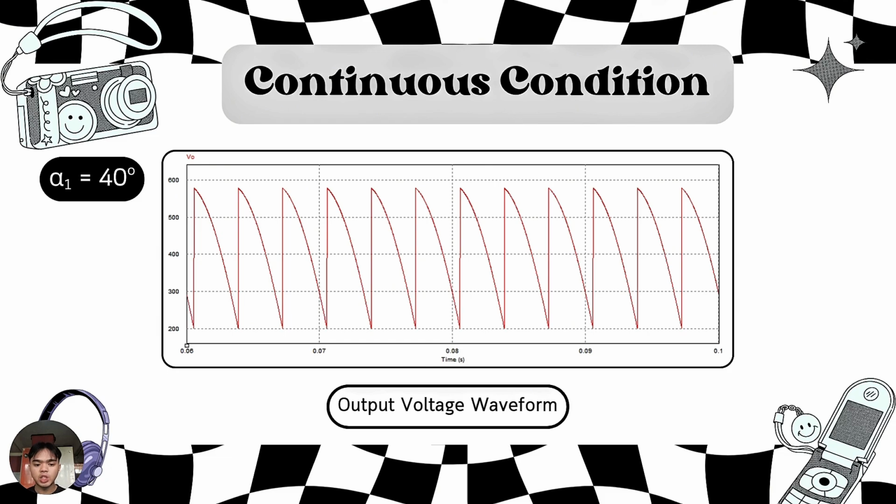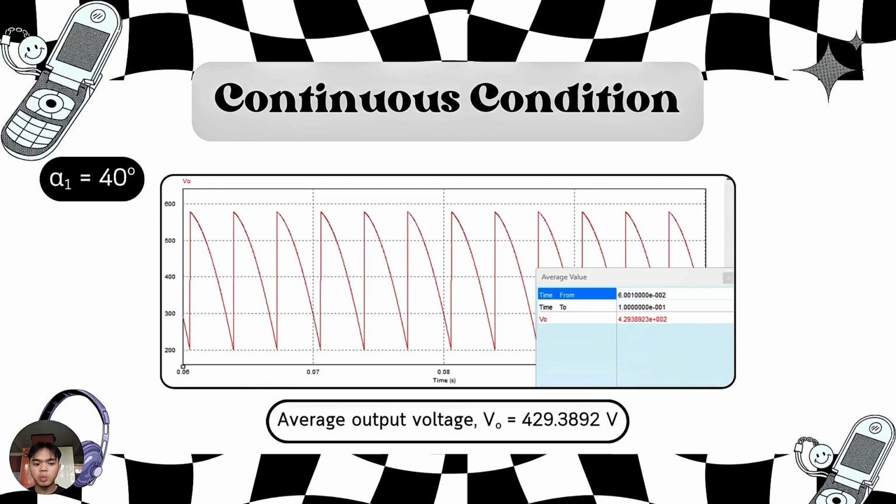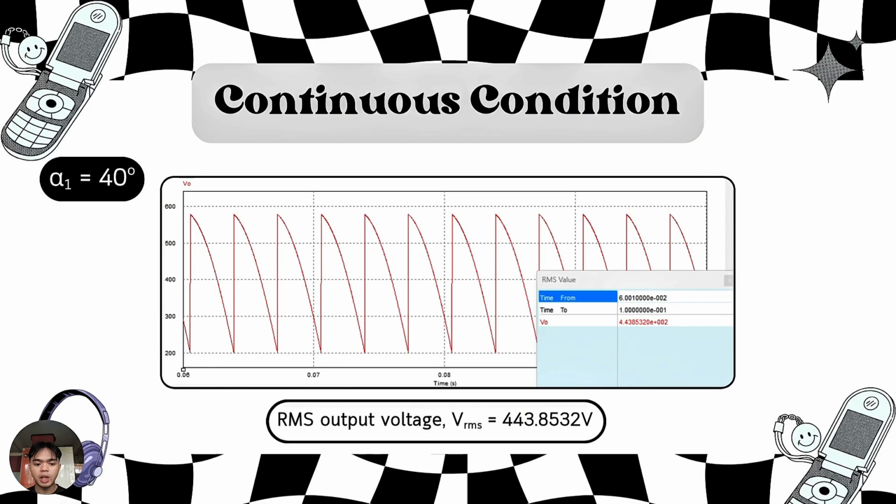When I run the simulation, we need to choose our voltage waveform and I proceed with the output voltage. It follows a sinusoidal wave shape, but when it reaches the firing angle of 40 degree, the output voltage goes up and repeats the same pattern for the next pulse. From the simulation, we got the average output voltage of 429.3892 volt and the RMS output voltage 443.8532 volt. Next, I will show you the whole video of how I ran the simulation.